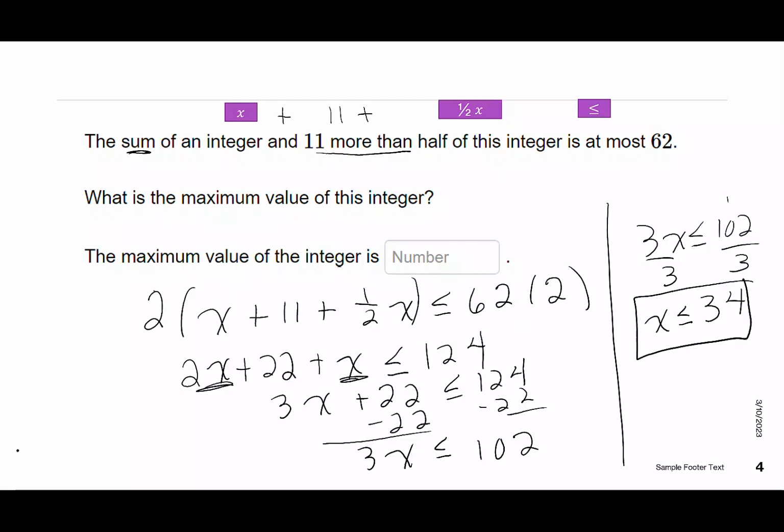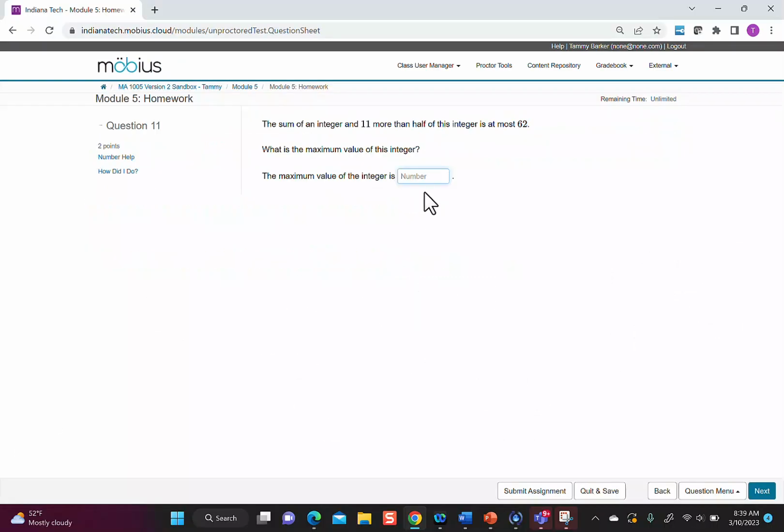Let's go back to the question. The question says the maximum value of the integer is, so we're only going to put in 34 in this case. So here's the question in Mobius. I'm up on the blank. I put in 34. I push how did I do?